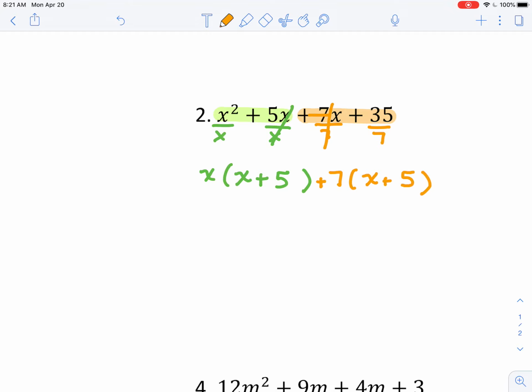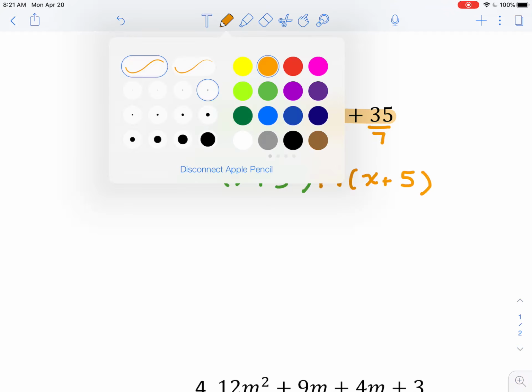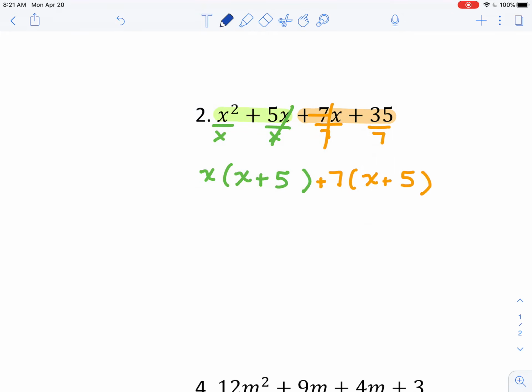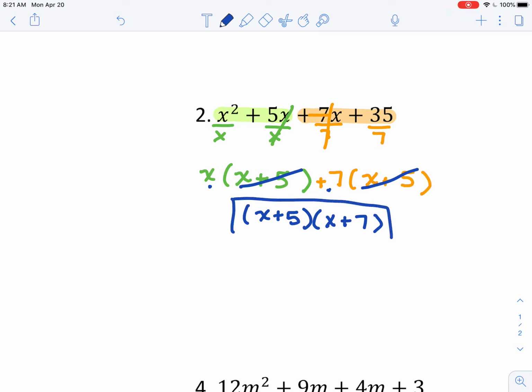That's a good sign because remember I have to have the exact same parentheses for both of my terms. Now I'm going to factor out that common parenthesis. So if I divide out the x plus 5 from each term, my leftovers go in another set of parentheses, and I'm left with x and this plus 7. This is the final answer.